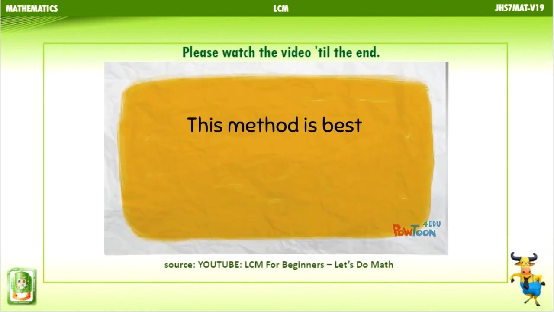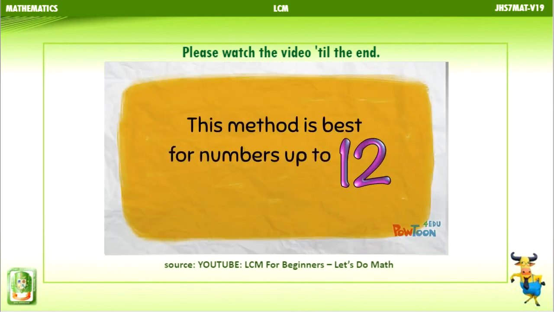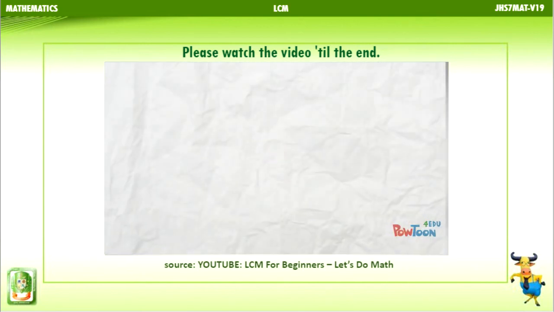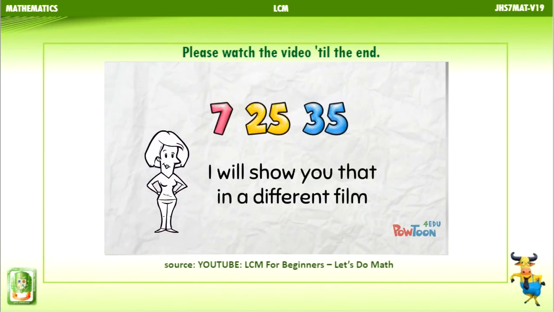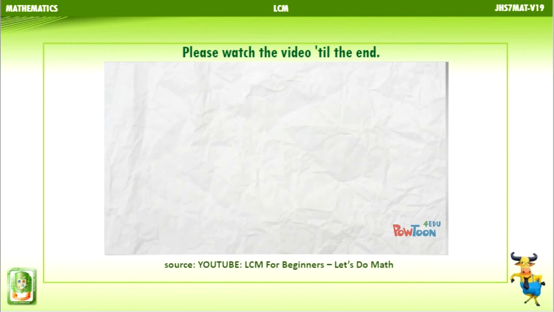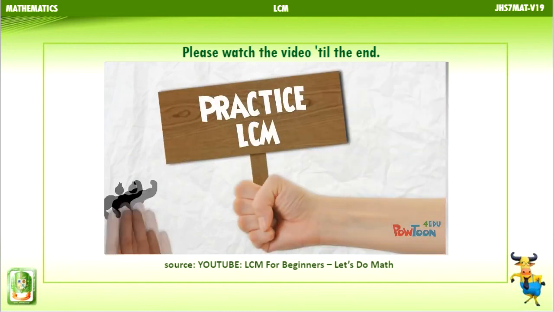This method is best suited to lower numbers up to 12, since we should know those tables anyway, and that's perfect for students to start with. When we have to find the LCM of larger numbers, there's another way of doing that, and I'll show you that in a different film. Now, go and practice LCM for yourself and boost your math muscles.